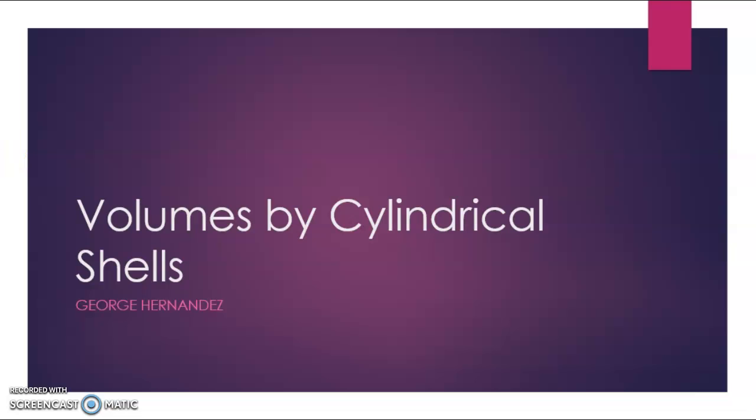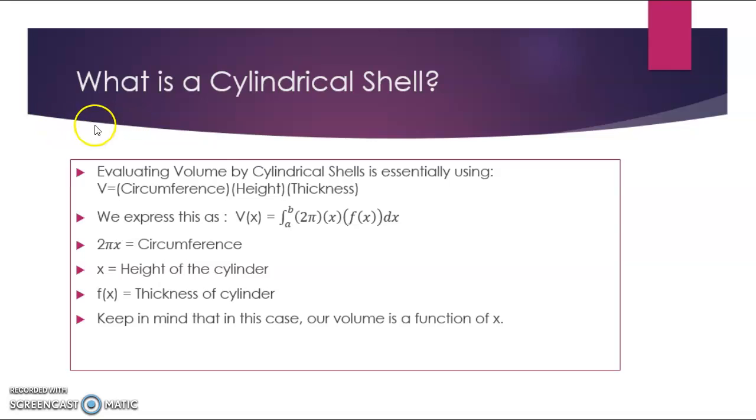Today I'm going to go over volumes by cylindrical shells. A cylindrical shell is going to be evaluating volume by using V equals your circumference times your height times your thickness. And we express this as V of x equals the integral from a to b of 2 pi times x times f of x, all with respect to dx.